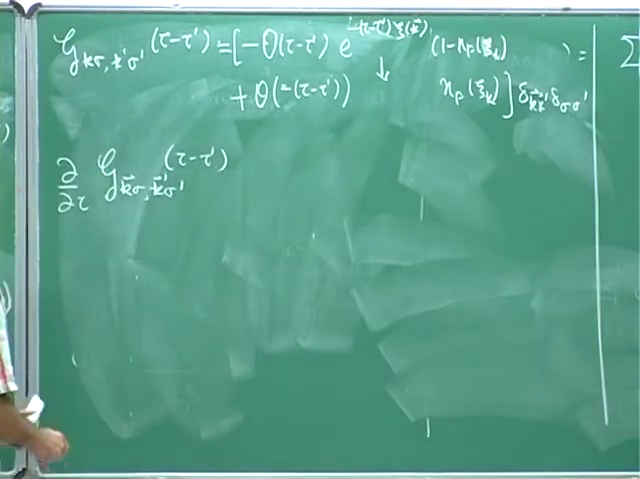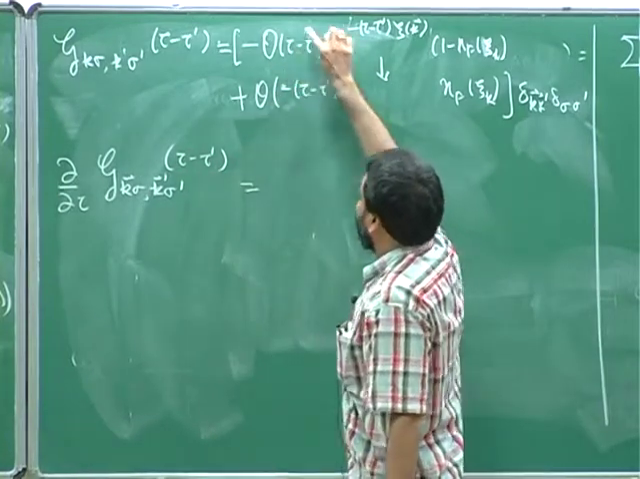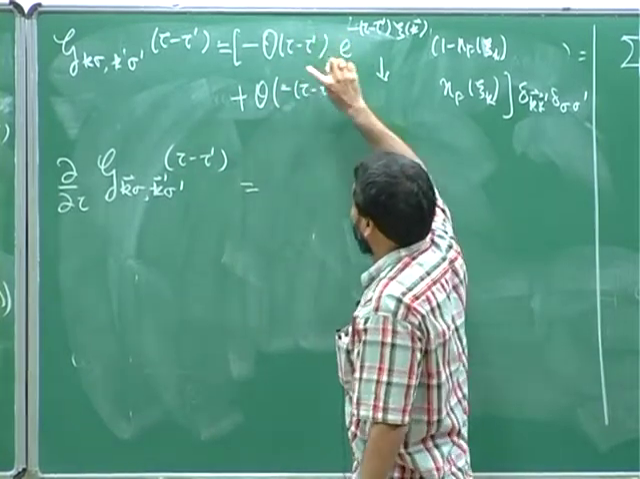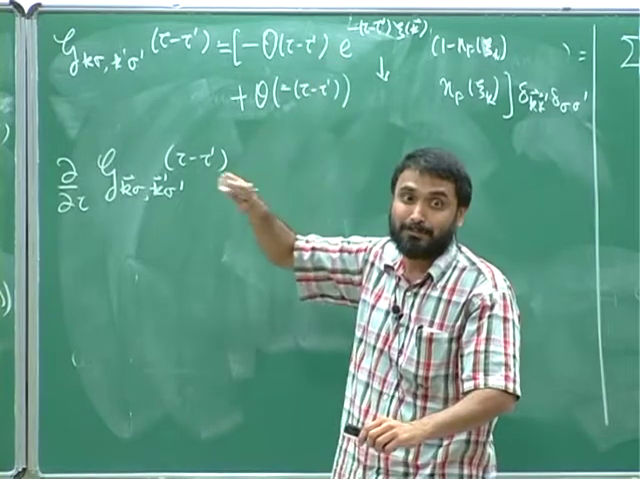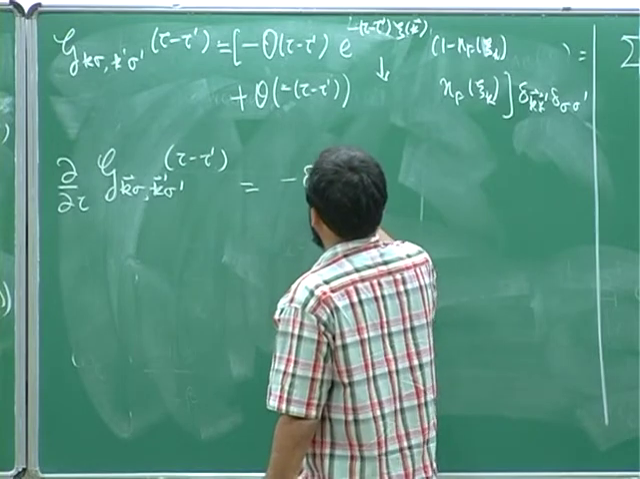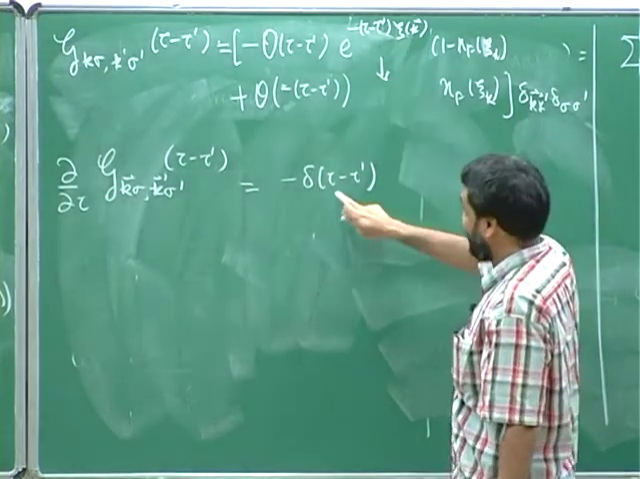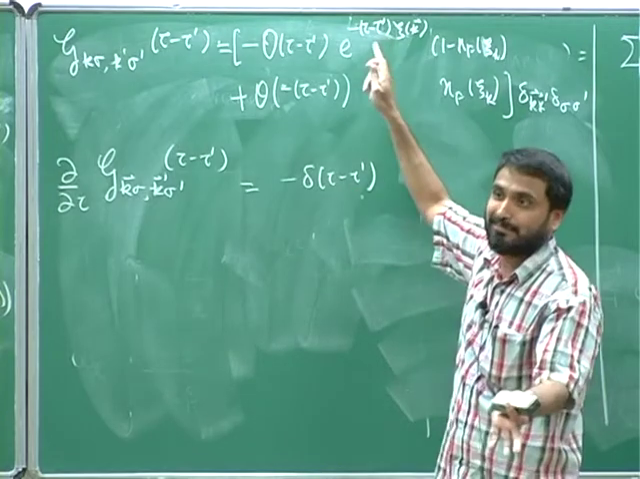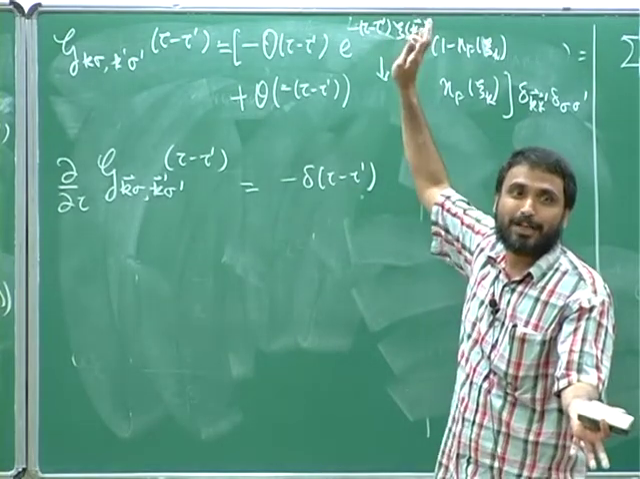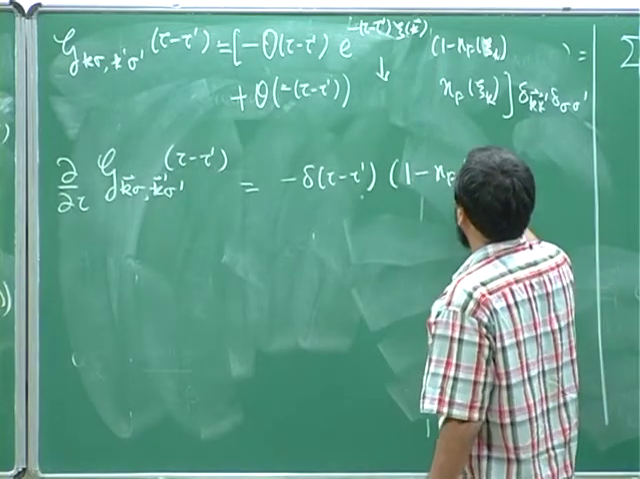So let me just do the calculation. If I take a derivative with respect to tau, I will get a delta function, because the derivative of a theta function is a delta function. So I will just get delta of tau minus tau prime. And at that point, when this fires, this quantity is 1, so I don't need to worry about it. So that will be 1 minus NF of Ck.